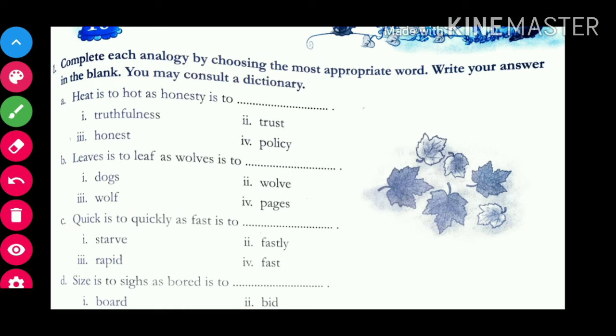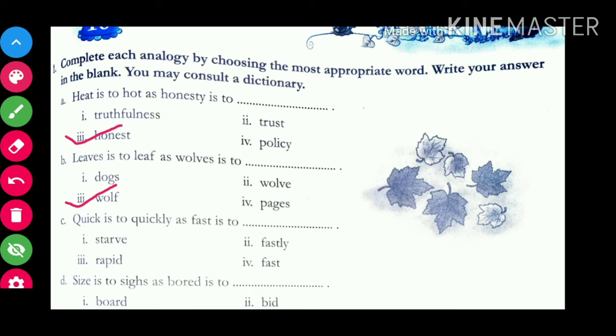Let us take the first one. If heat is to hot, then honesty is to honest. If leaves is to leaf, as wolves is to, so leaf is the singular form of leaves. So what will be the singular form of wolves? Wolf. Okay, here the talk is about the singular noun. So leaf is the singular noun of leaves, and wolf would be the singular noun of wolves.